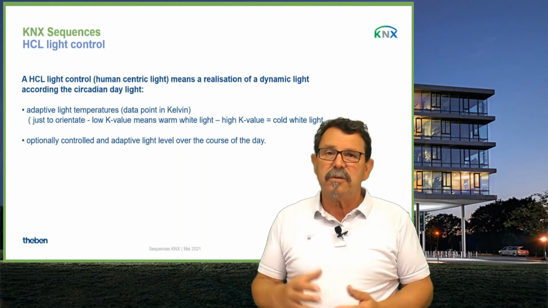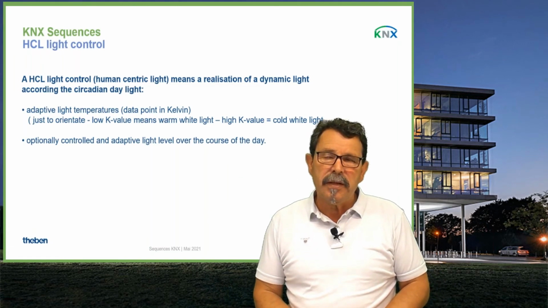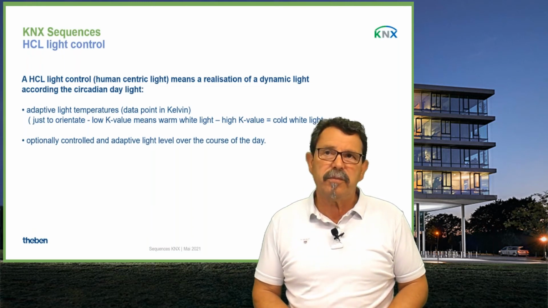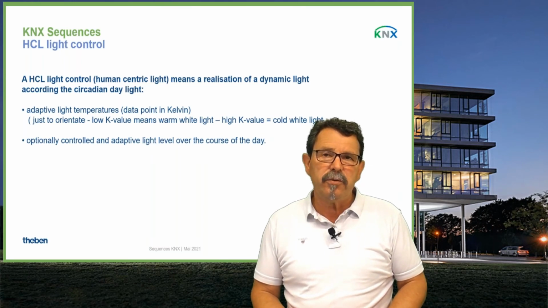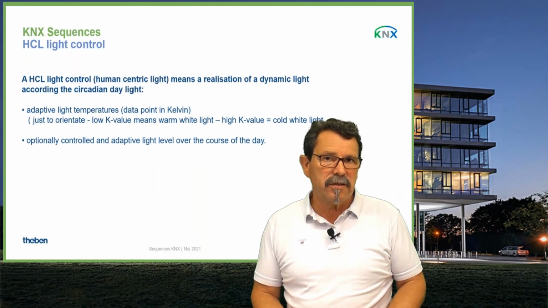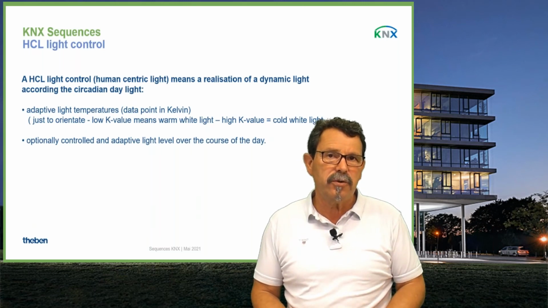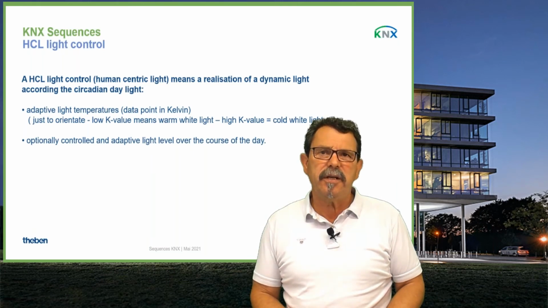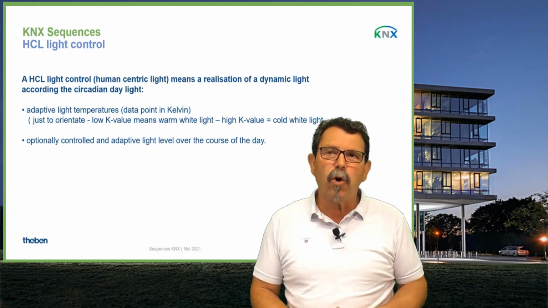Just to explain a bit. What is meant by HCL? HCL stands for human-centric light. That means during the daytime we have different light colors: warm white starting in the early morning, during the noontime icy white shining light, and in the evening again these warm lights.